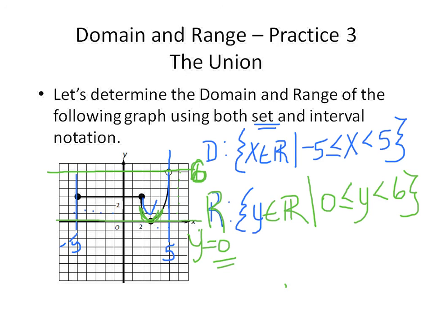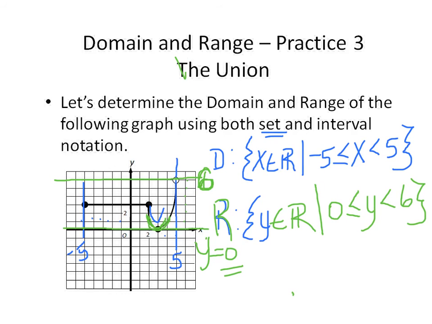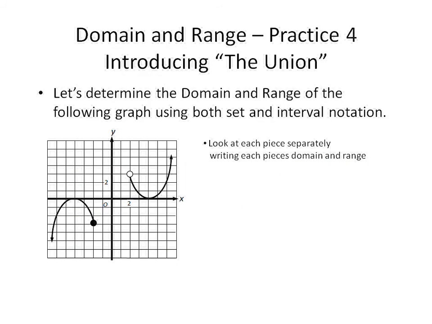Also, please ignore at the top where it says the union. That's actually going to be on our next practice example. This is our last practice, and it's called a union. I tried to introduce this in practice 3, but that was not a union, but this is. To make this easier, we're going to look at each of these pieces separately. This is going to be piece 1, and this is going to be piece 2.